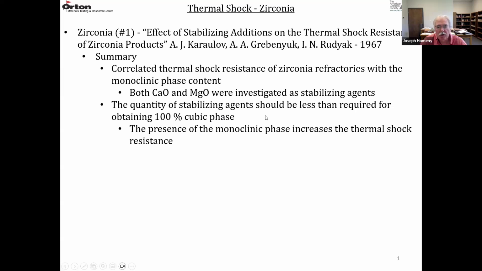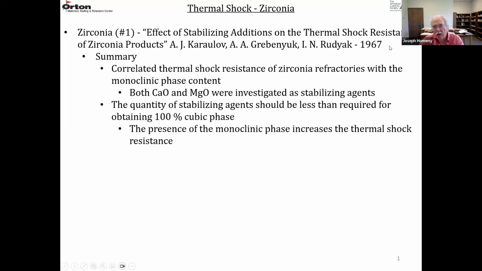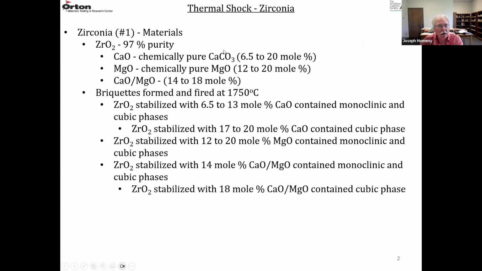So this paper and then the following paper are in a Russian journal, and they're translated, and I think the translation is pretty good. So this was earlier work from 1967, and then there's a follow-up on that a year later.